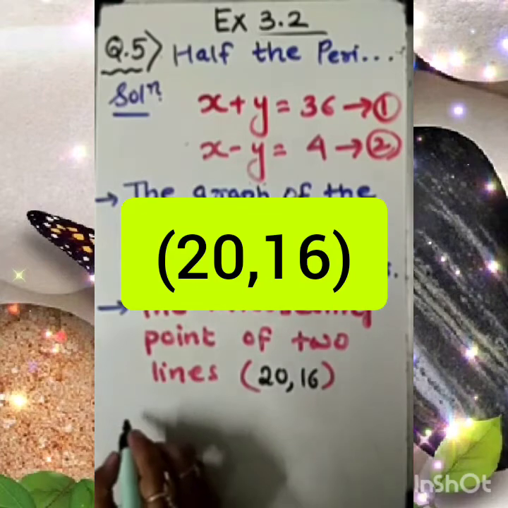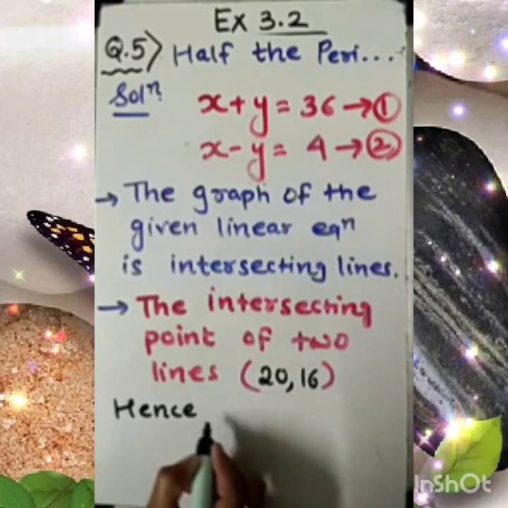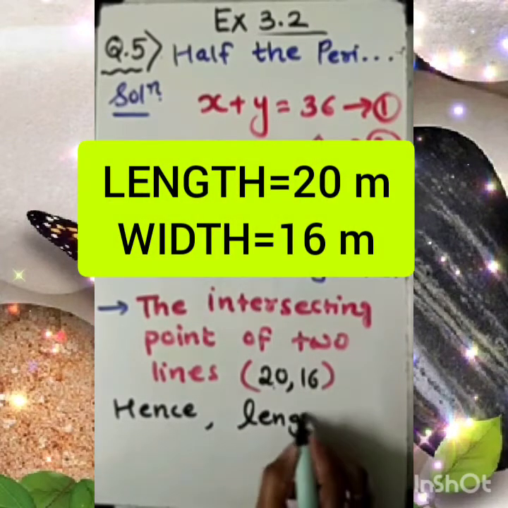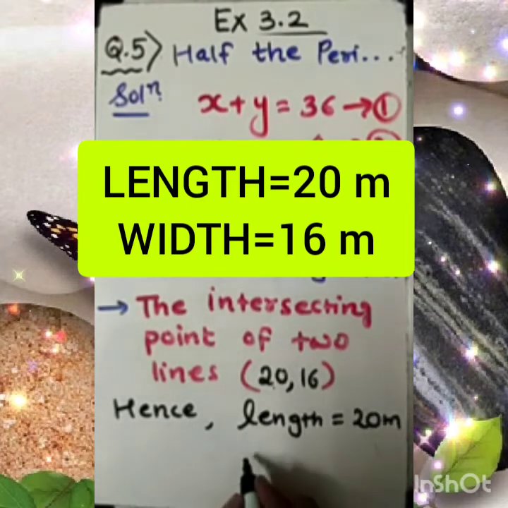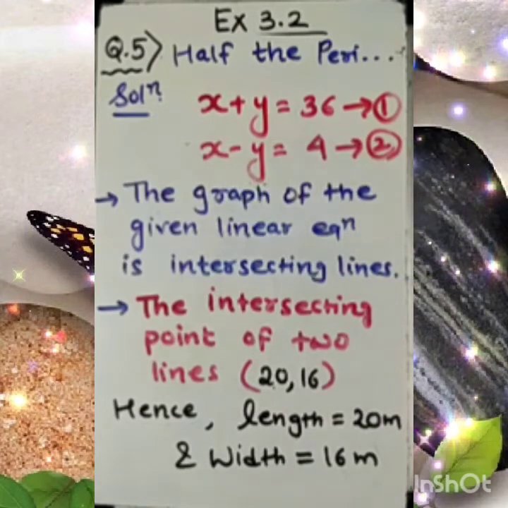20, 16. So we can say, hence we know x is related to the x coordinate. So length will be 20 meter. And of course another thing is width we have to find. So width will be 16 meter. Fine. This is the final complete solution of this question number 5.